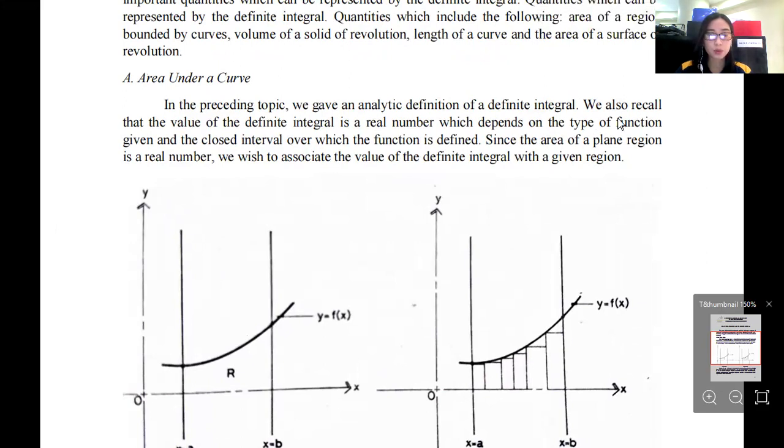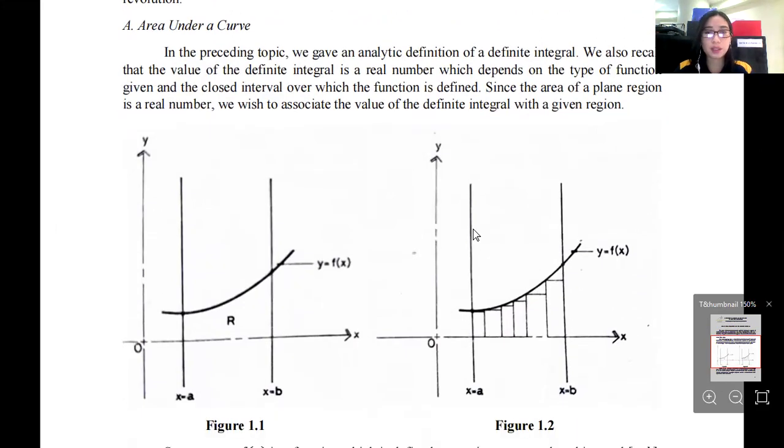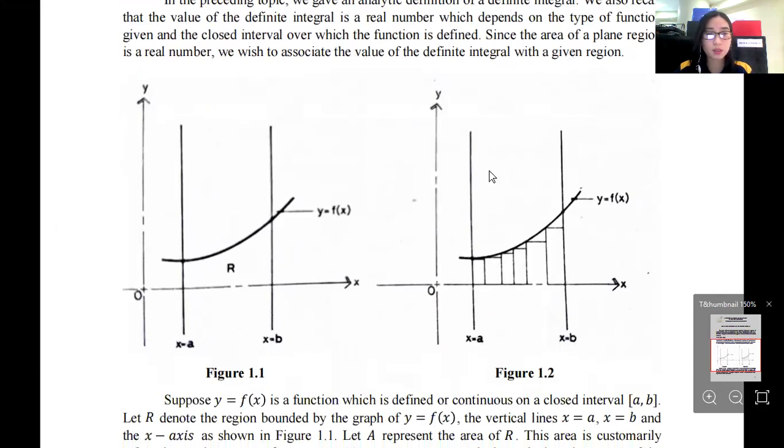Okay, so we also recall that the value of the definite integral is a real number, which depends on the type of function given and the closed interval over which the function is defined. So since the area of a plane region is a real number, we wish to associate the value of the definite integral with a given region. So as we have discussed in our previous topics, one of the main purposes of integral calculus is finding the area under a curve. So you can also see in figure 1.2 that we put rectangles to estimate the area bounded by this region under this curve, no?